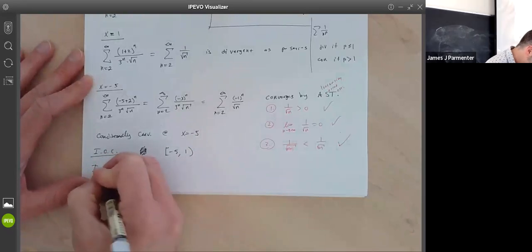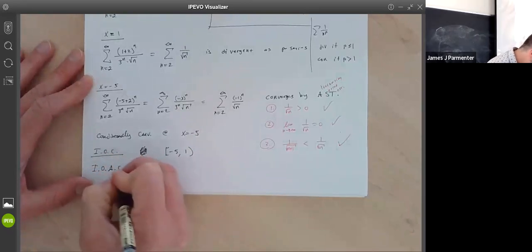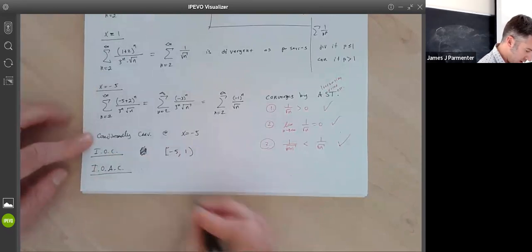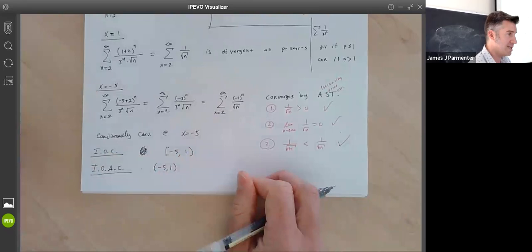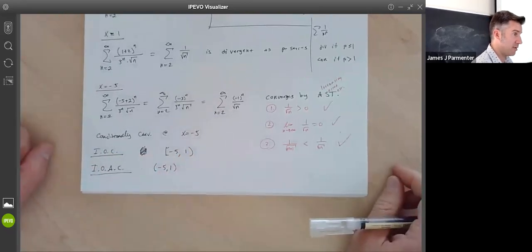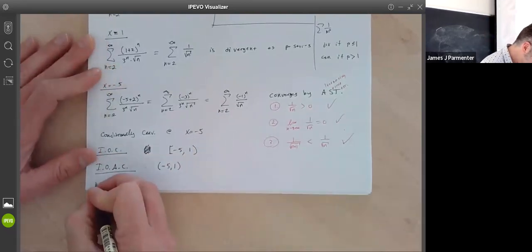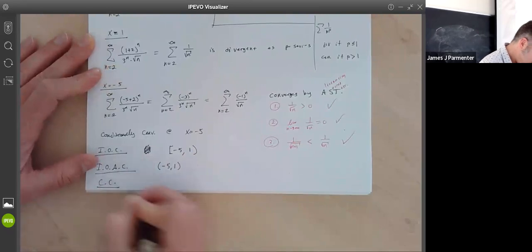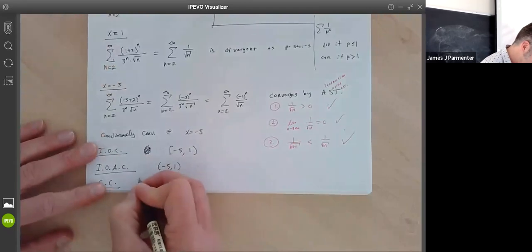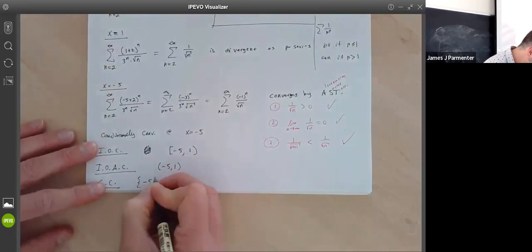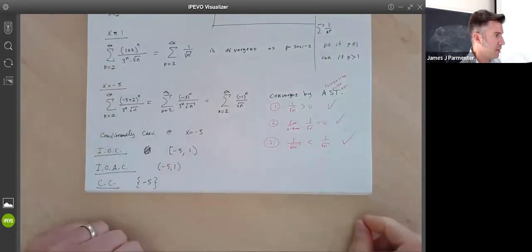The interval of absolute convergence would be -5 to 1, and it doesn't absolutely converge at -5. The place where it conditionally converges would be at -5. So the way you type that into WebWork is as a set containing just the element -5.